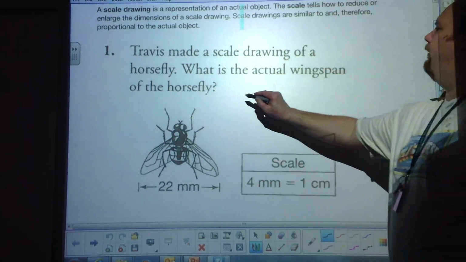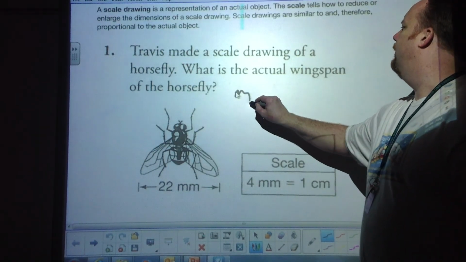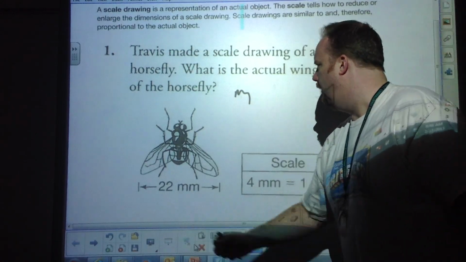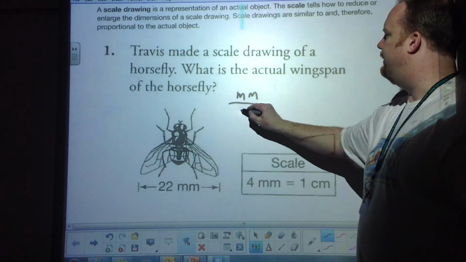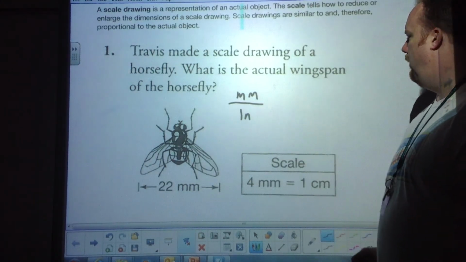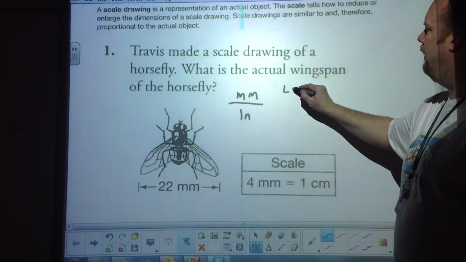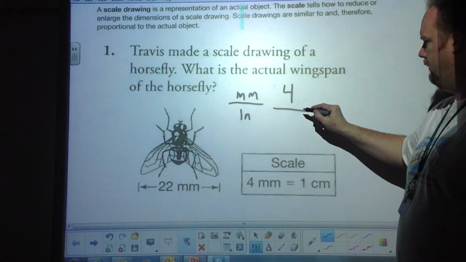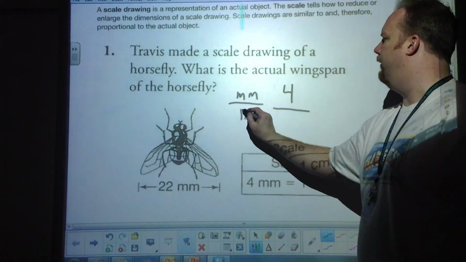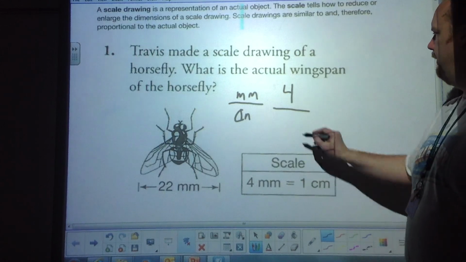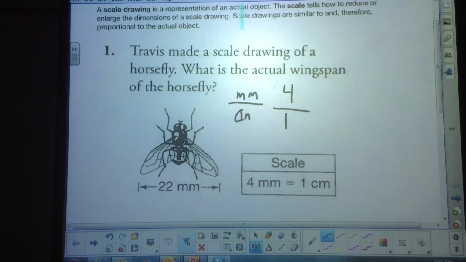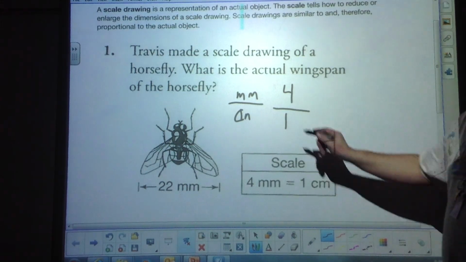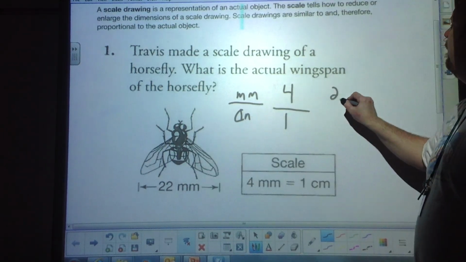Anytime you're given the scale, go ahead and make that into a proportion and label it. And right here we're going to put, remember how we always label it, millimeters over centimeters. Millimeters is 4 here, and this is 1. Could I have done 1/4? You bet. As long as I remain consistent throughout the proportion, it does not matter. Again, we label it because we can put the 22 right here.